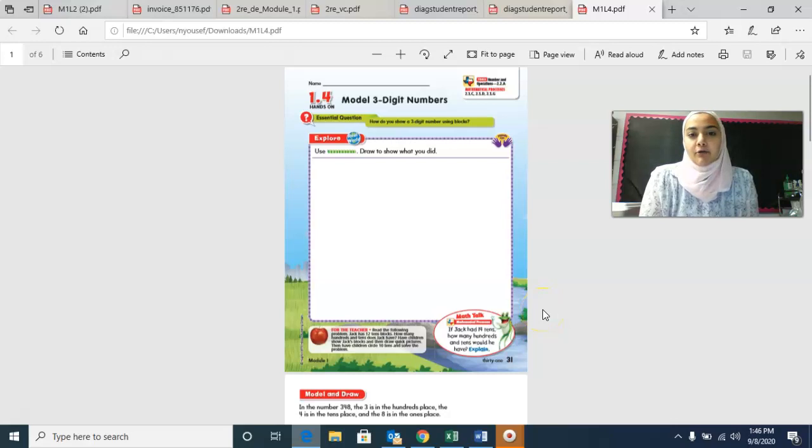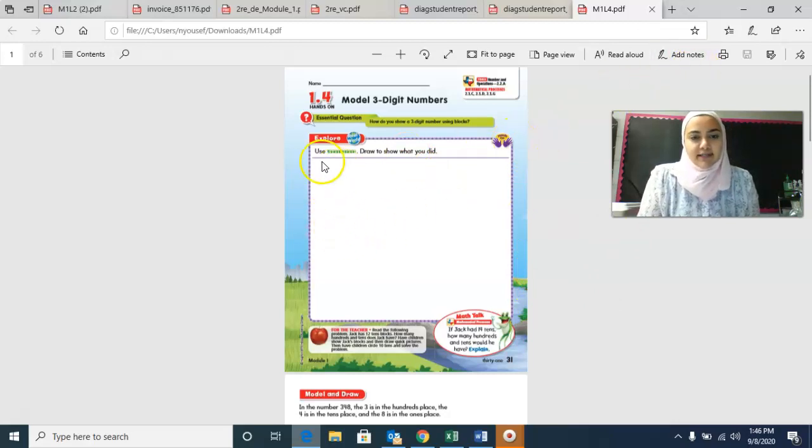We are discussing how to model 3-digit numbers. So we're going to learn how to model 3-digit numbers. Remember, we have place values: the ones, tens, hundreds. Very good. In the last lesson, we learned that 10 tens is the same as 100. How do you show a 3-digit number using blocks?